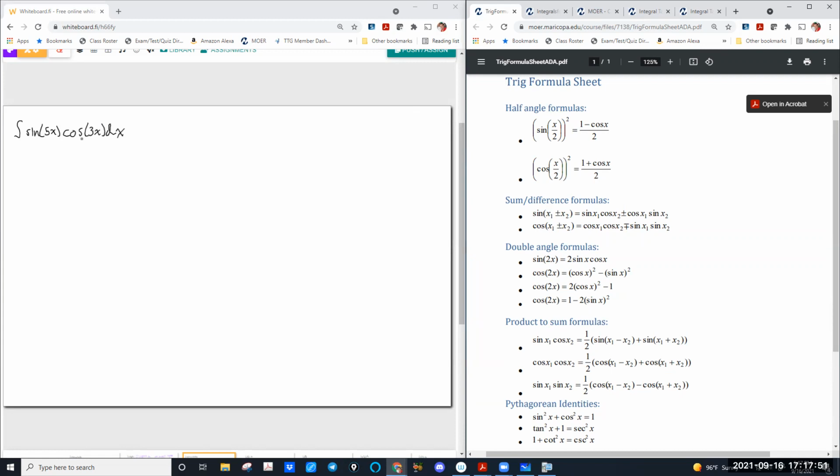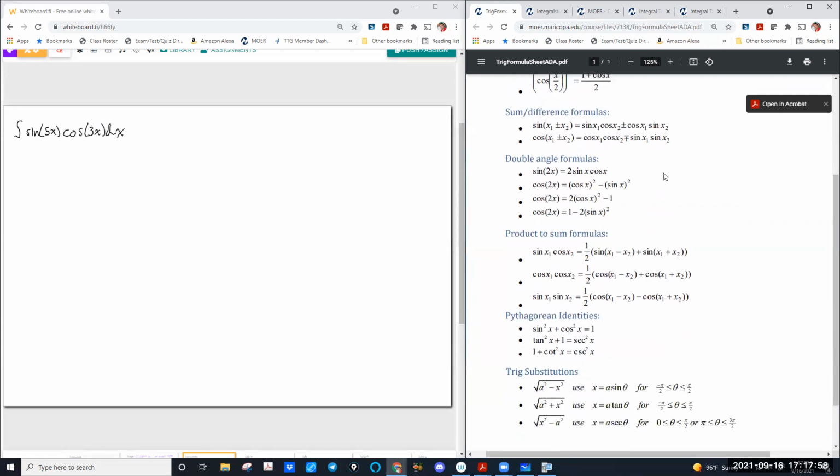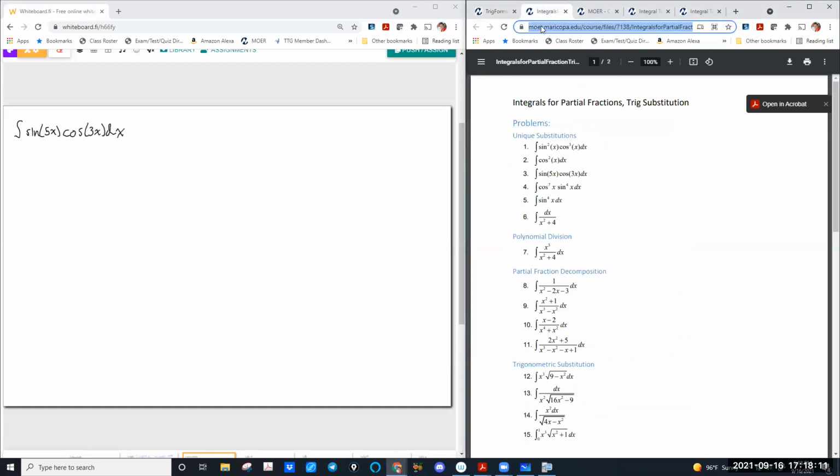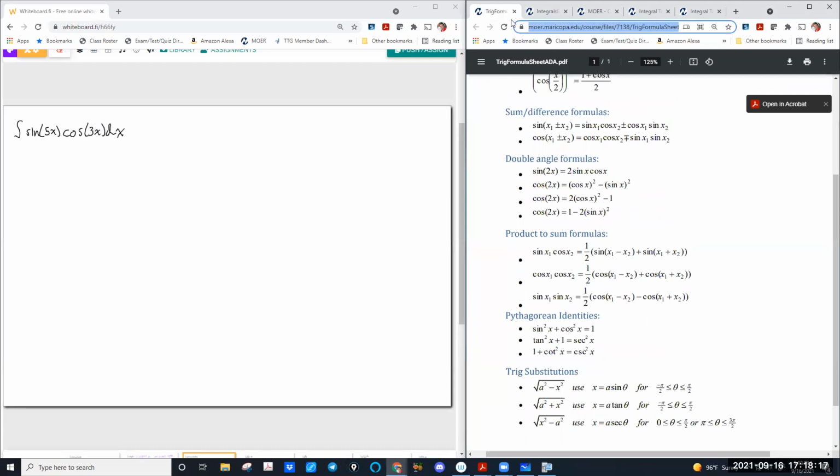When they have different arguments, we need to make a transformation. So we go to the trig formula sheet, and just in case anybody came into the room late, I'm going to put the trig formula sheet back in chat, and also the list of problems that we're working on today, so that you can have your own copy to look at while we're going. The links are also in More under today's invitation.